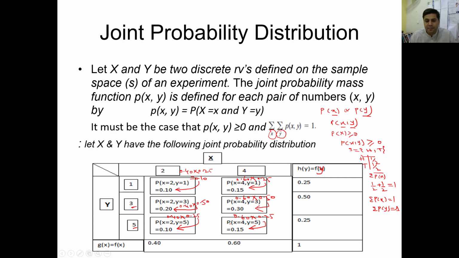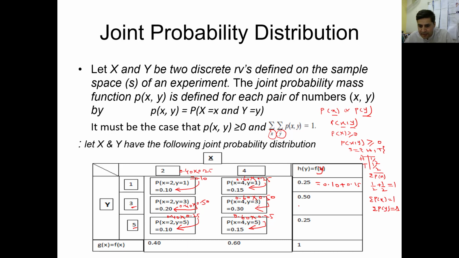Sometimes, maybe in an exam or in some specific question, these total probabilities for these events will be missing. In that question, these joint probabilities will be given to you. So how will you calculate hy? Hy means the probabilities for these events. What will be the probability of y equal to 1? You need to sum this. So how will we get this 0.25? You can see this is 0.10 plus 0.15, which will be equal to 0.25.